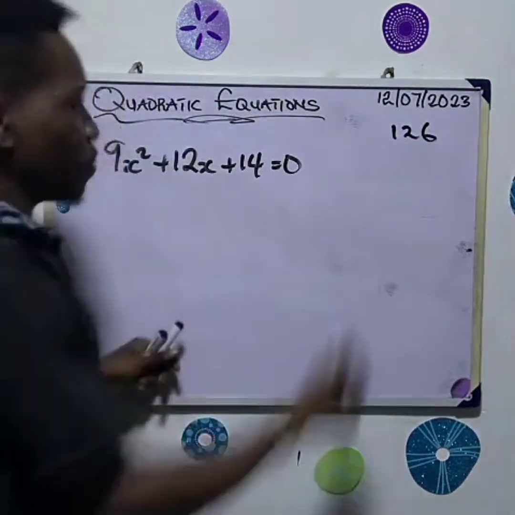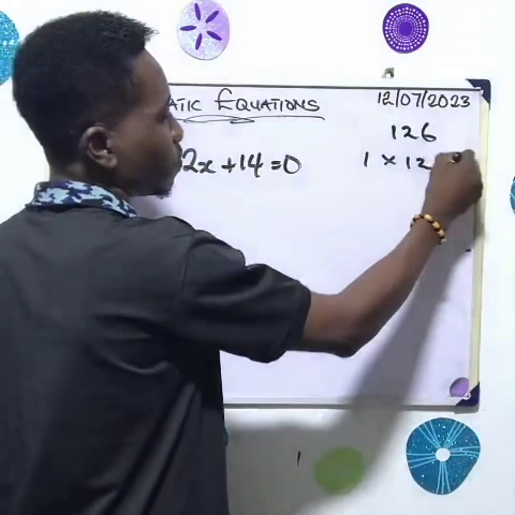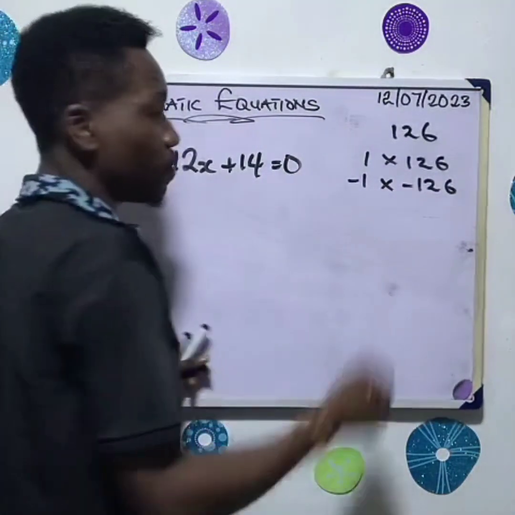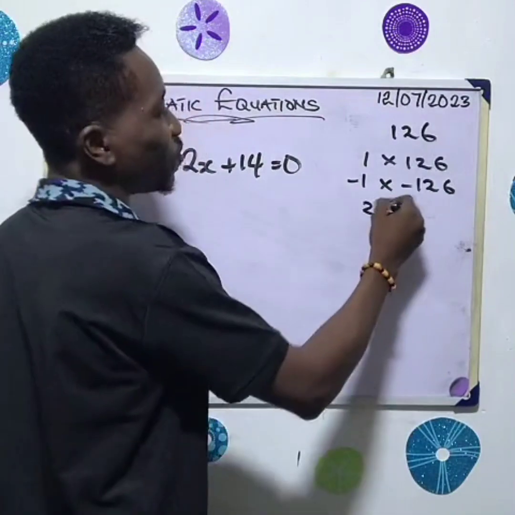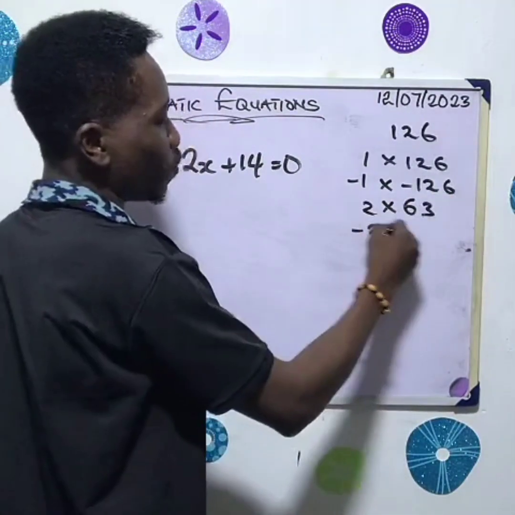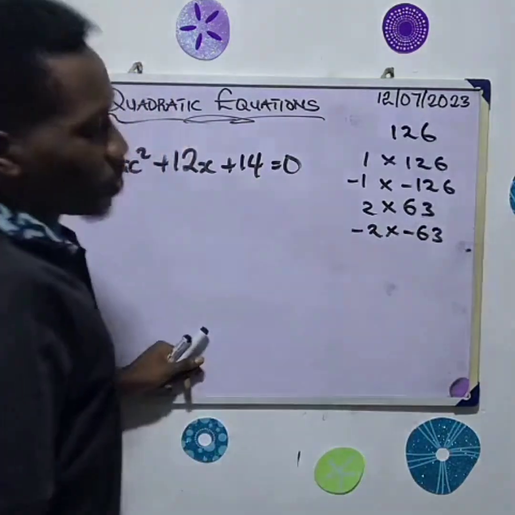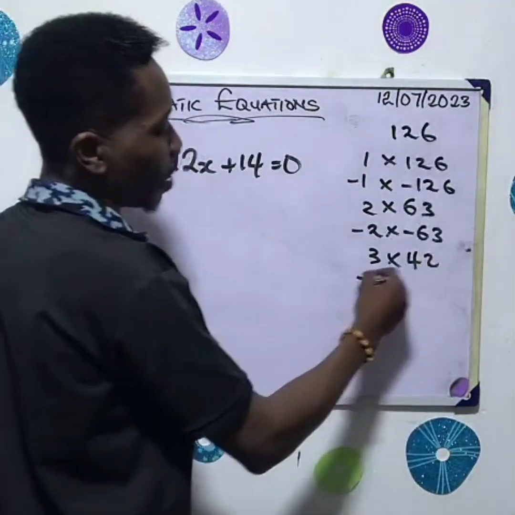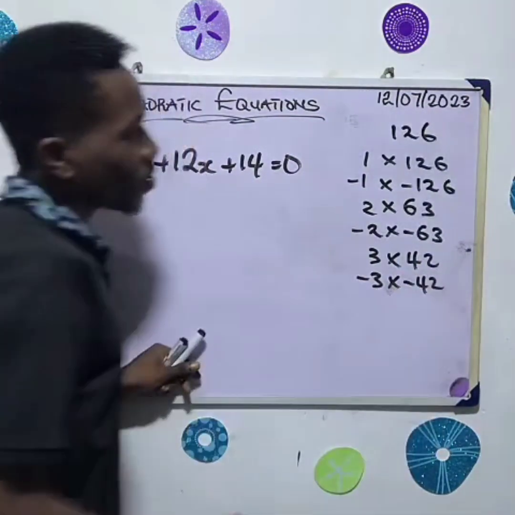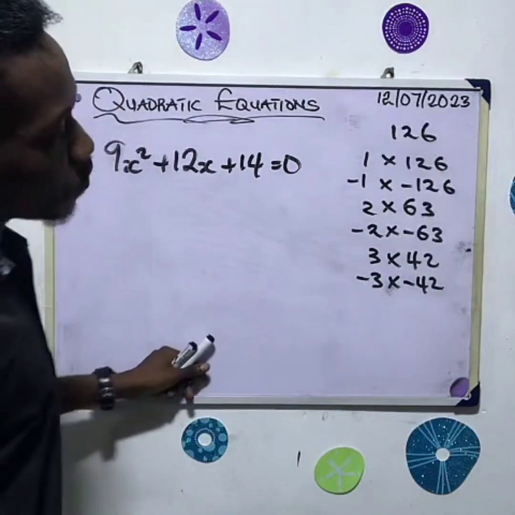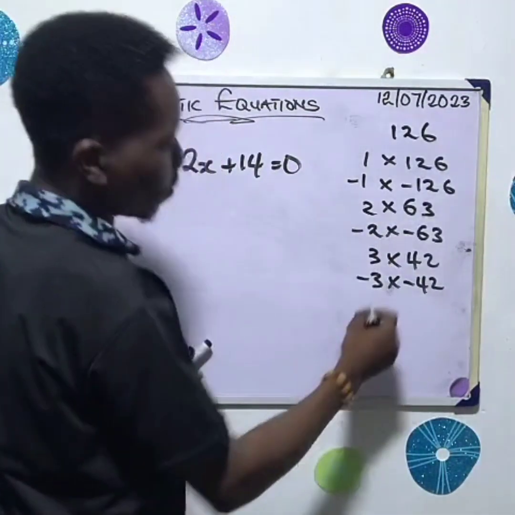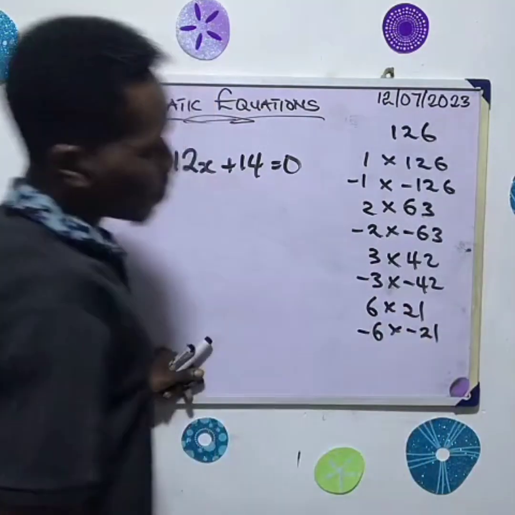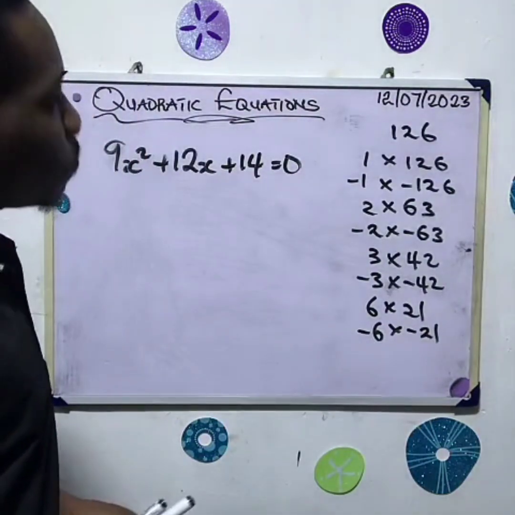So, what are the factors of 126? So, 1 times 126, minus 1 times minus 126. Is 2 a factor? Yes. 2 times 63, minus 2 times minus 63. Is 3 a factor? Yes. 3 times 42. Yeah. Minus 3 times minus 42. Is 4 a factor? No. Is 5? No. 6? Yes. Have we used it? Okay. 6 times 21 or minus 6 times minus 21. Any other one? 7? No.